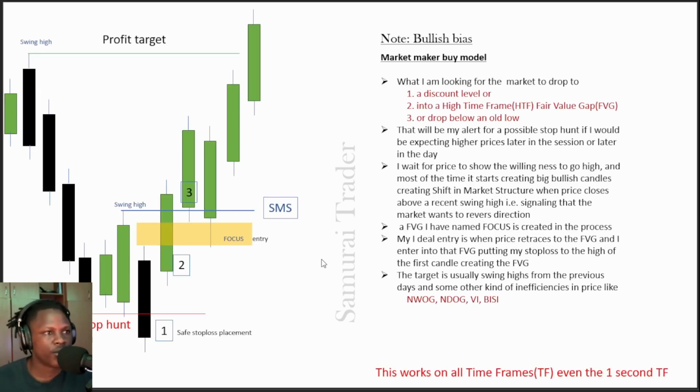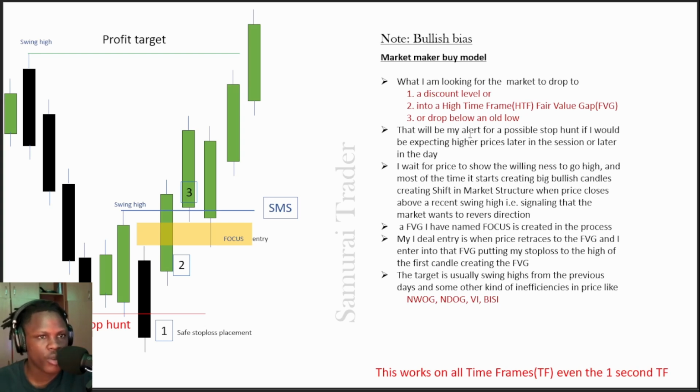So on a candlestick level, for the bullish bias, remember this is not the bias itself. This is the direction you would think the market would go. So if you think the market is going to be in a bullish direction, on whichever time frame you prefer and are comfortable with, this is the price movement.